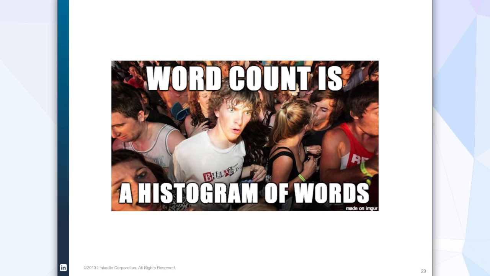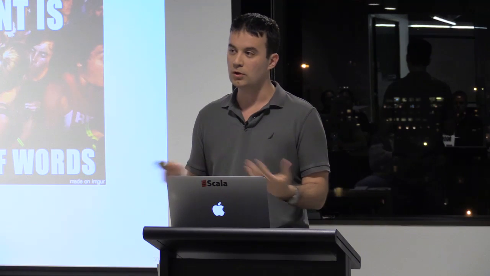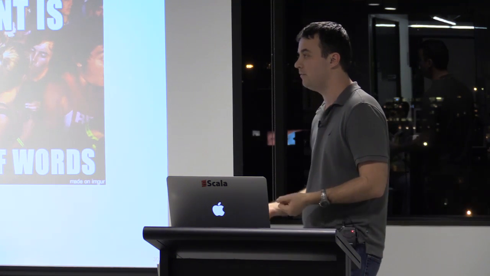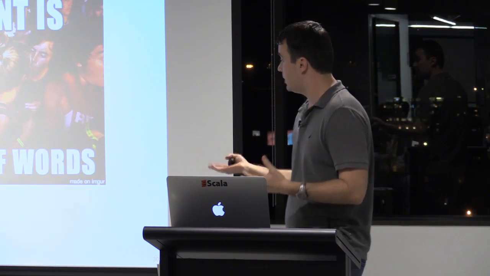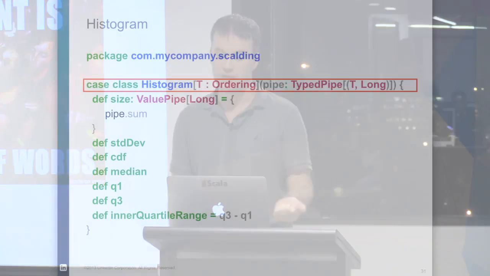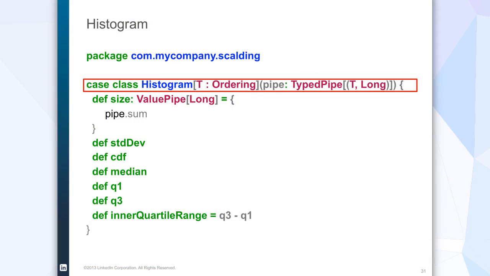Okay, so this meme is Sudden Clarity Clarence. It's basically a guy that suddenly realizes something. And in my example, we call it word count, but basically it's just a histogram of words. We have a term for this thing that usually refers to word count. So let's look at it now.